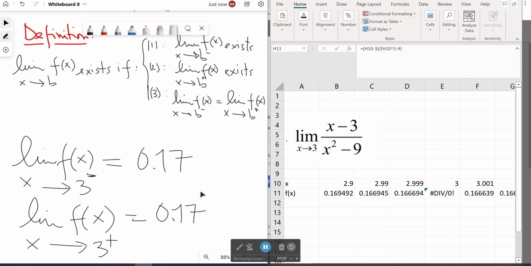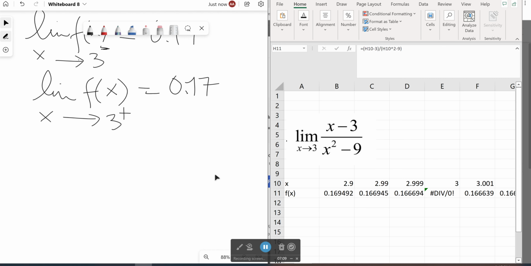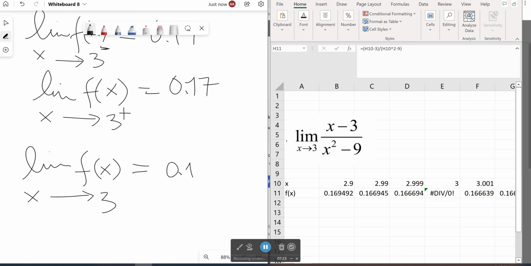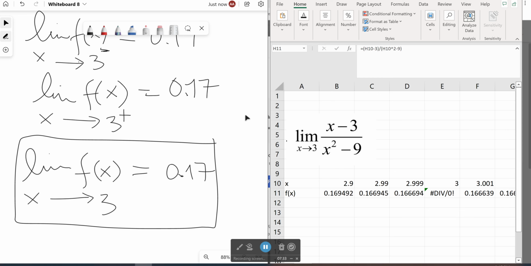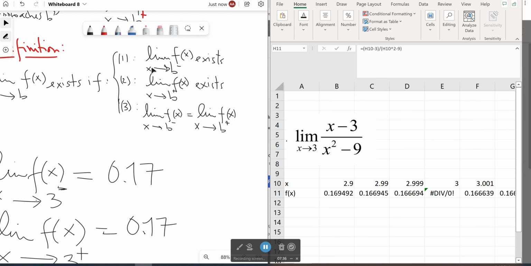Therefore, the limit exists. So we write that the limit of f of x as x approaches 3, without any sign this time, exists and is equal to that value we had for the left and right limits. Again, it has to be the same value, so both limits must exist, and on top of that they must be equal to each other in order for the limit to exist.